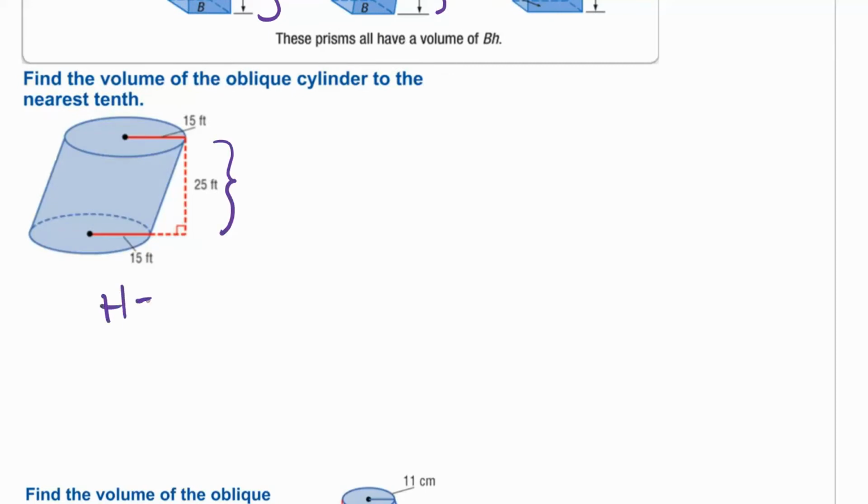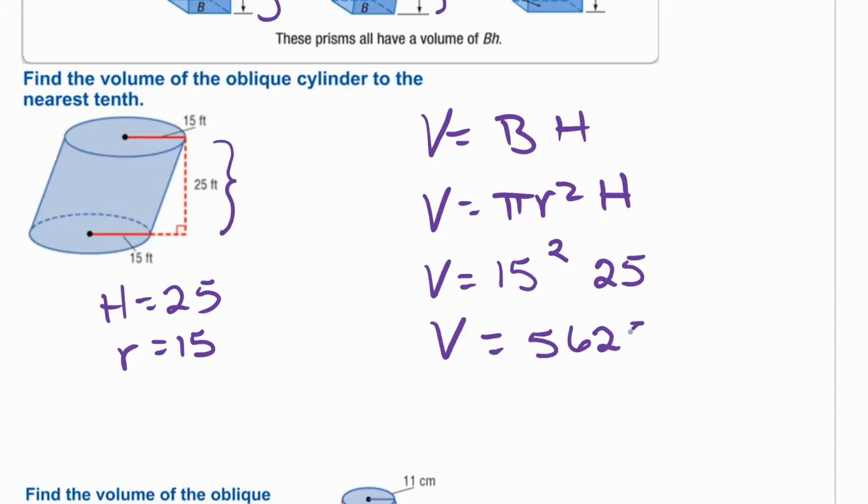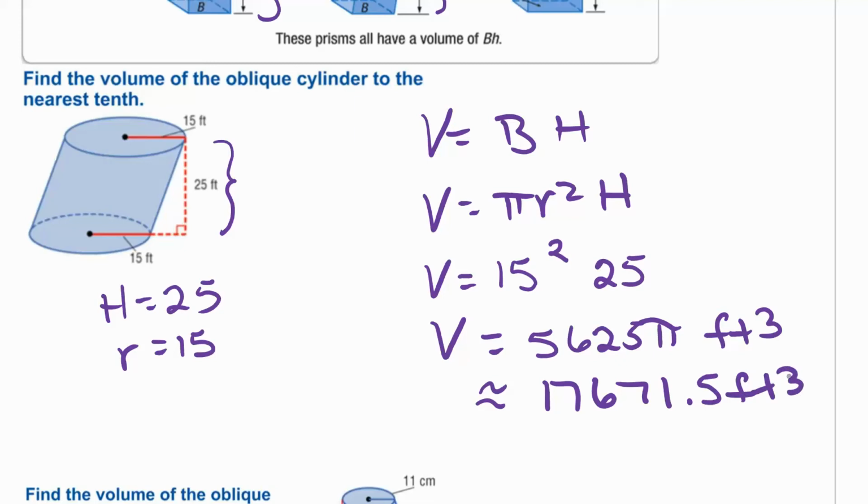So the height is 25 and the radius is 15. So volume would equal base times height. Volume equals pi r squared times height. Volume equals pi times 15 squared times 25. So the volume is 5,625 pi feet cubed, which is approximately 17,671.5 feet cubed.